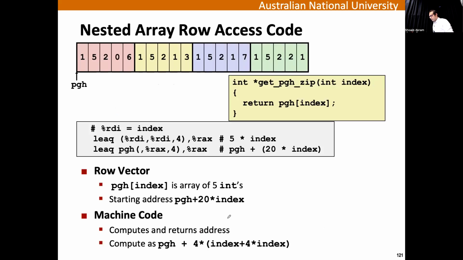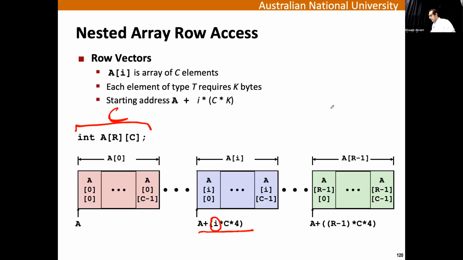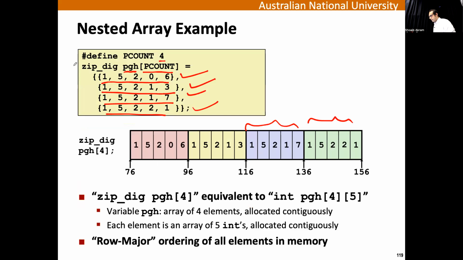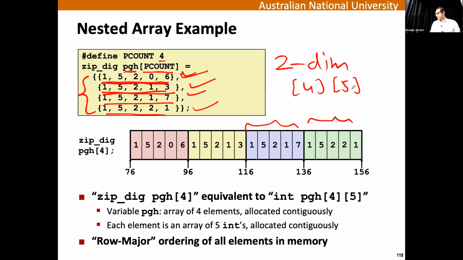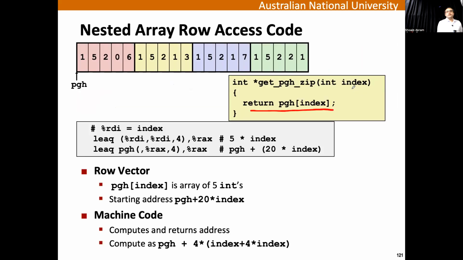All right. So here's a code. I want you to think and tell me, what does this return? I have a two-dimensional array where each row has 5 elements, and so I have four rows. Each row has 5 columns. What does this function return? What is it returning? You get the index, and then it's returning Pittsburgh index.